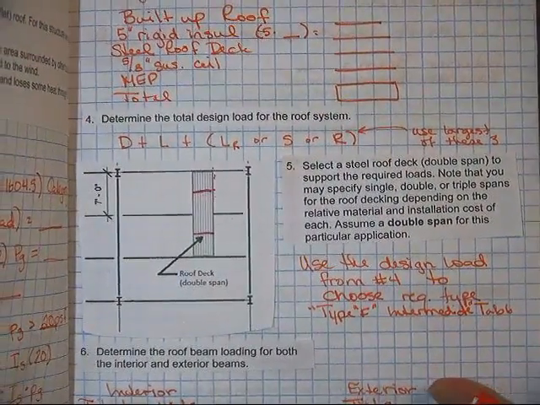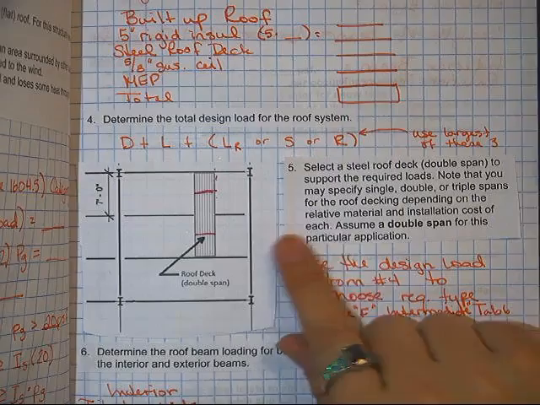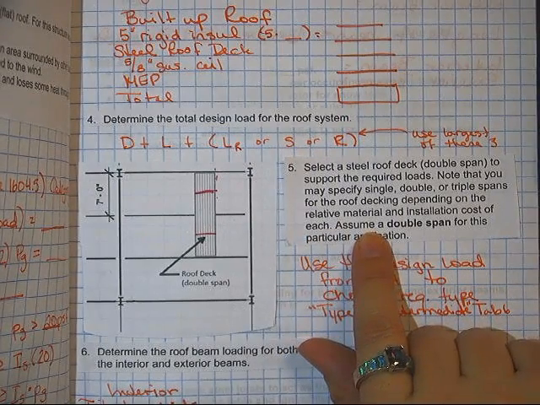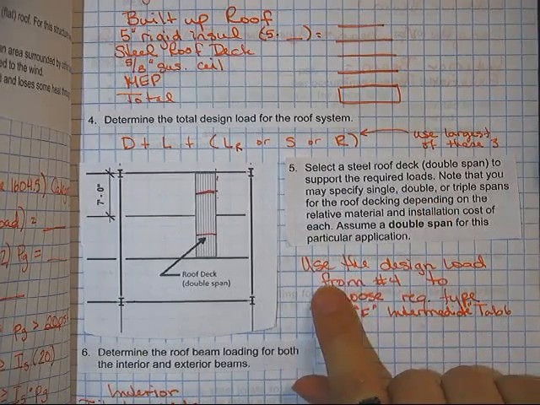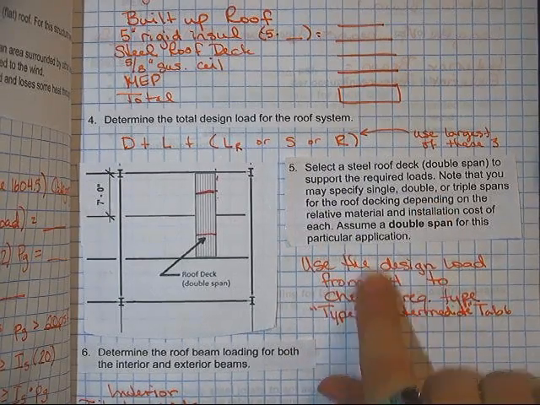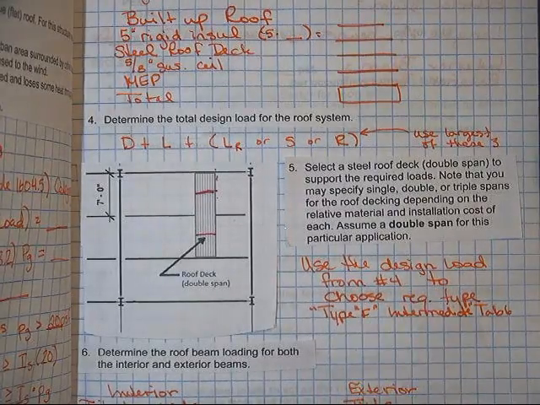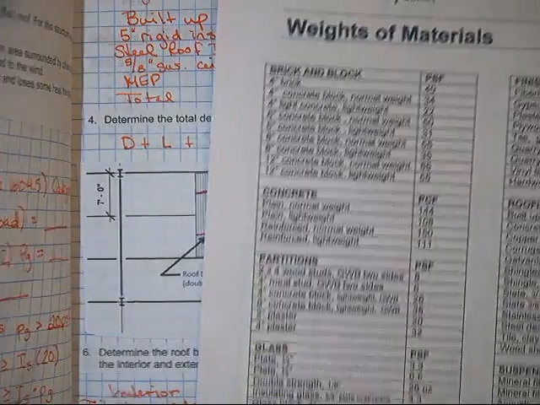So now they gave us this picture, and they asked us first to find the steel roof deck, double span. So I need to use the design load that I got right here, and I need to look up on this table. It's in your packet right here.